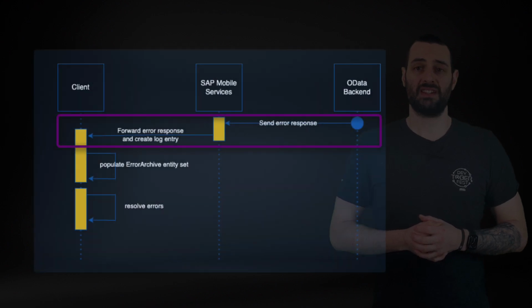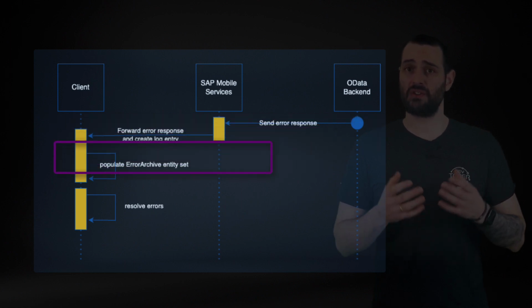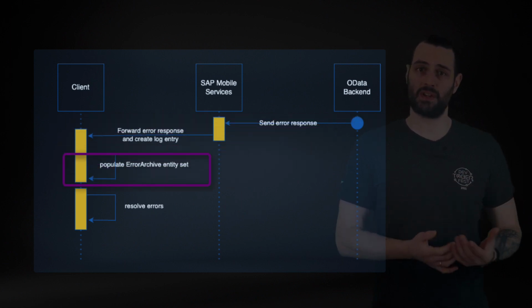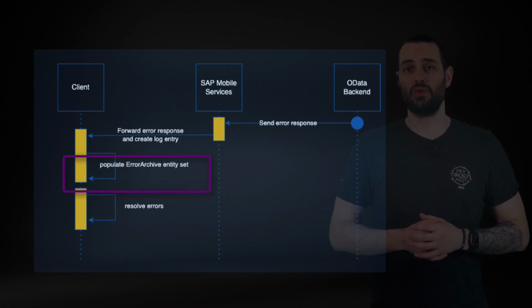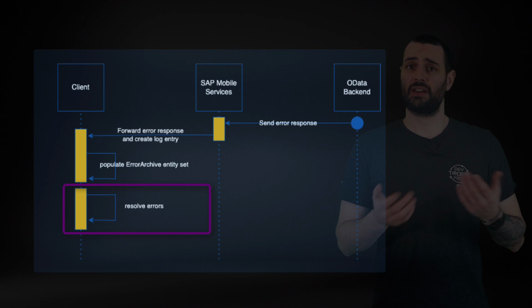What you can see in this diagram is what happens in the error case. In case of an error response from the backend, a virtual error archive entity set is populated on the client, allowing the user to ultimately see and resolve errors that occurred on the backend when processing the requests.